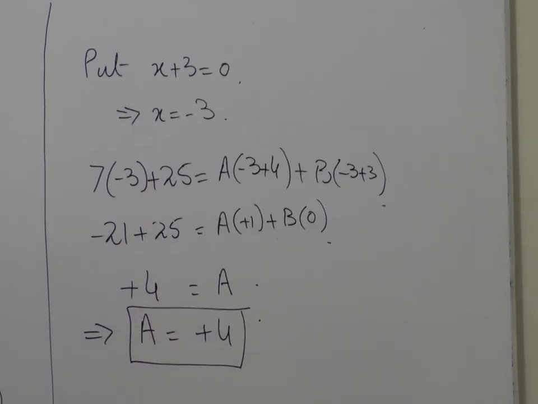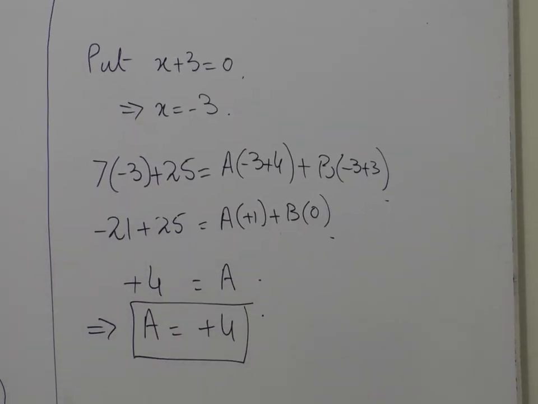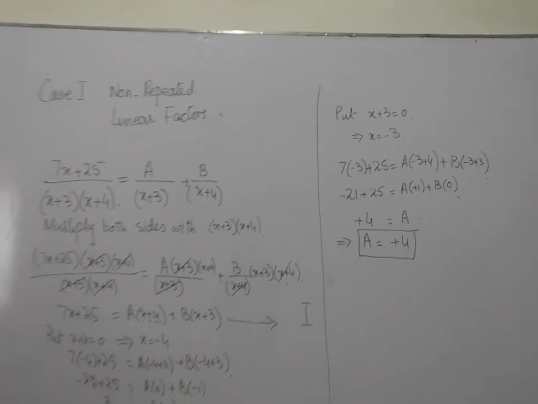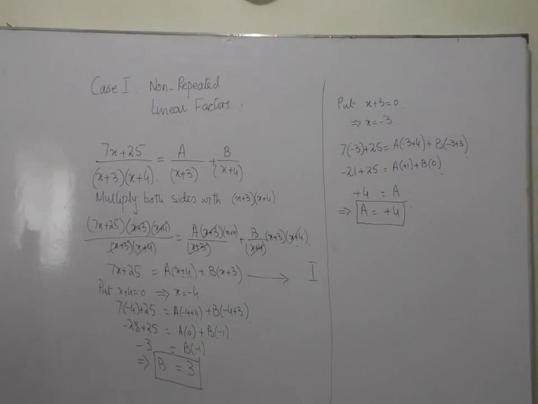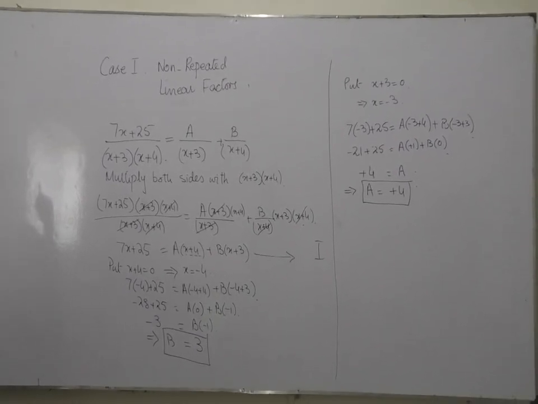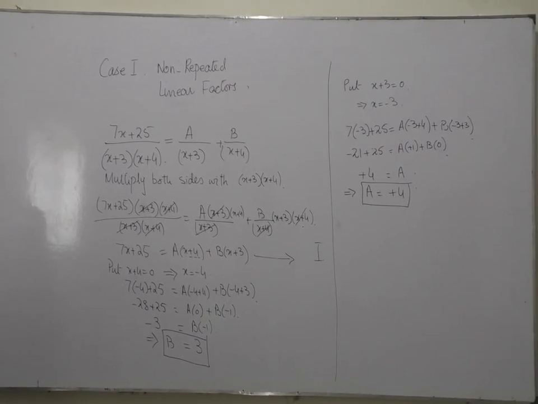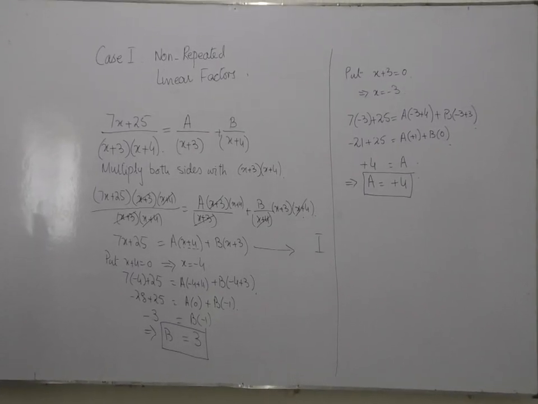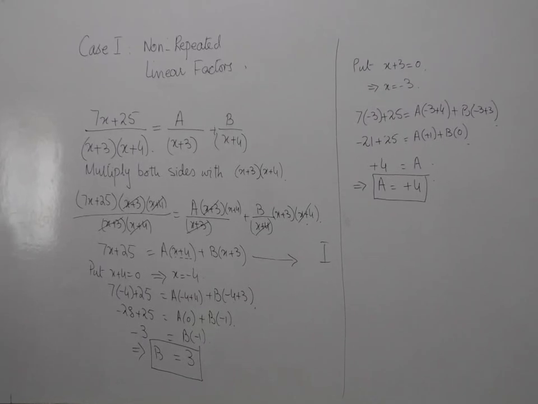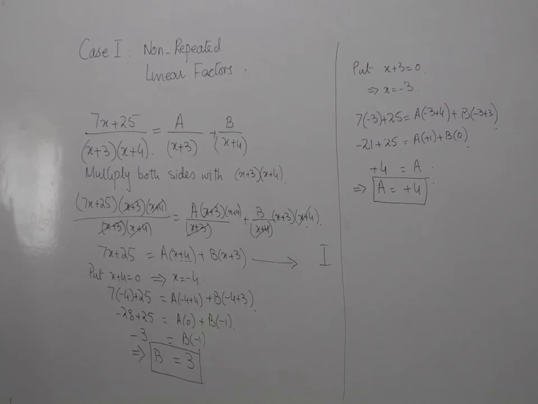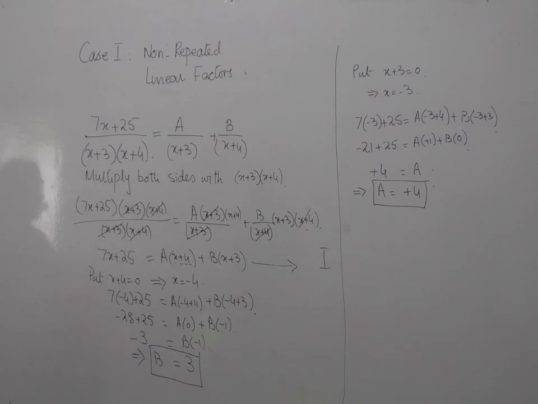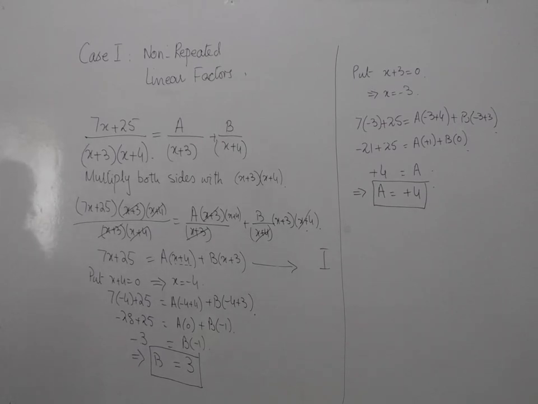Here is the value of a. Look, when we divided this given fraction, 7x plus 25 divided by x plus 3 into x plus 4, into partial fractions, the sum of two partial fractions, and after applying the whole procedure of addition, subtraction and multiplication, we obtained the values of a and b.